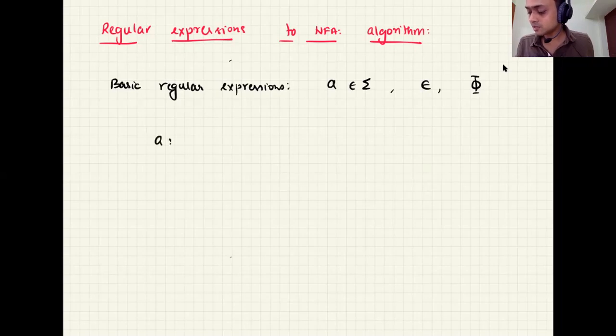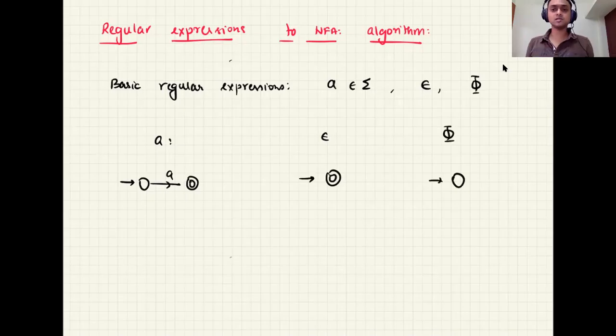So for A, this is my NFA. For epsilon, this is my NFA. And for the empty string, this is my NFA. Just don't make any state accepting, but we need to have an initial state. These are the basic regular expressions. We have an NFA for all basic regular expressions.